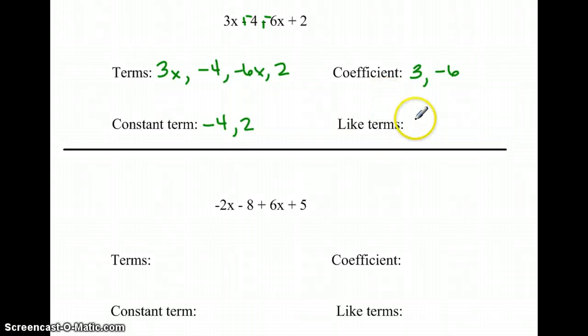And like terms are terms that have identical variable parts. I would say I have two pairs of like terms. The first pair would be 3x and negative 6x. The second pair of like terms would be negative 4 and 2. Okay, hit pause again. Take a second and try the last example.